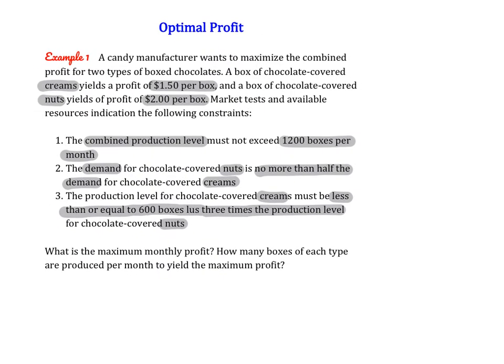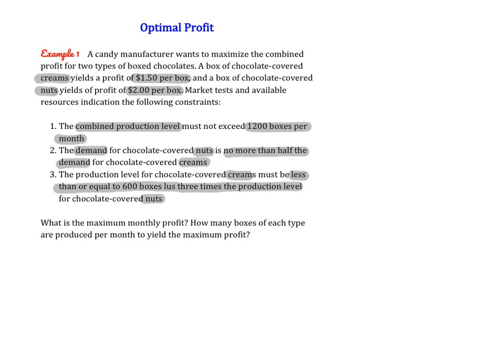So then they ask, what is the maximum monthly profit? So this is going to be the objective function that we're going to try to maximize. We're going to find one for profit. And then they ask, how many boxes of each type should you produce to yield that maximum profit? So we're going to use the question here to help us guide our variables. It says how many boxes of each type. So x and y are going to be the number of boxes. So we can say x equals the number of chocolate covered creams, and y will equal the number of boxes of chocolate covered nuts.